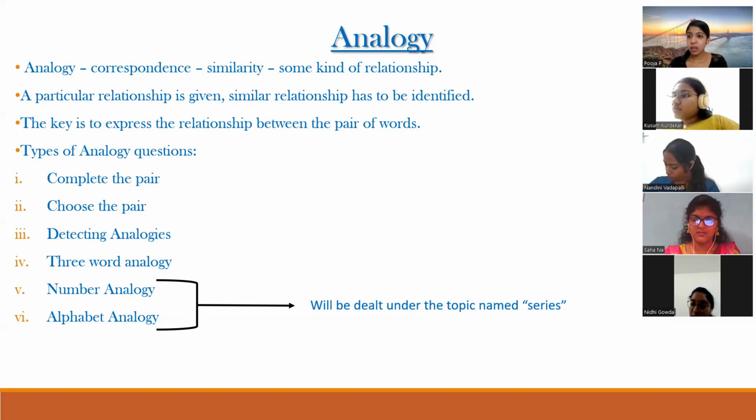The key or the catch here is to express the relationship, as I told you, between the given words. Sometimes it is a pair of words, or sometimes it is three words, four words, or whatever. But whatever relationship it holds in between has to be identified correctly. And there are types of analogy questions. One is completing the pair, the other is choosing the pair, detecting analogies, three-word analogy, number analogy, alphabet analogy. The last two, number and alphabet, we'll be dealing with under series.